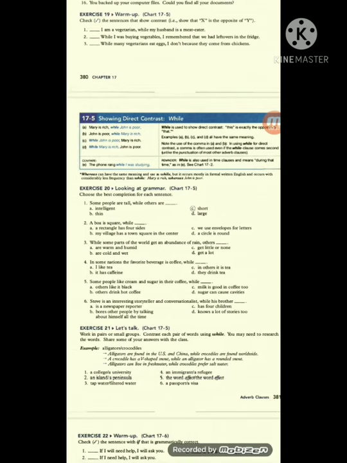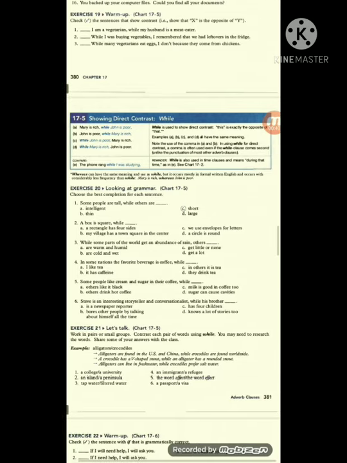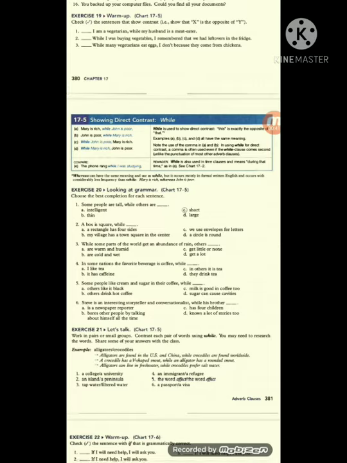While is used to show direct contrast. So, examples A, B, C, and D all have the same meaning. Note the use of the comma in A and B. In using while for direct contrast, a comma is often used even if the while clause comes second, unlike the function of most other adverb clauses.